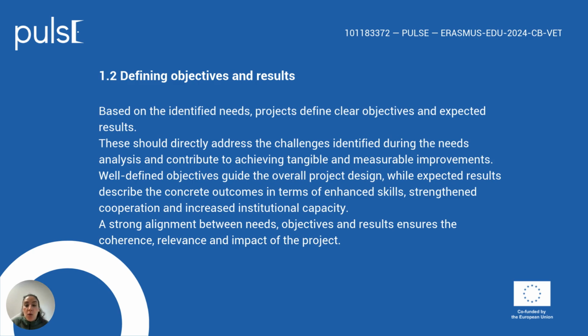Moving on, once the needs are clearly identified, the next step is to define the objectives and the expected results. Objectives describe what the project aims to achieve, while results refer to the concrete changes that will happen as a consequence of the project. These elements must be clear, realistic, and measurable. Most importantly, they must be directly linked to the needs that were identified earlier. This alignment is essential because it ensures that the project remains coherent and focused, and that all activities contribute to a common goal.